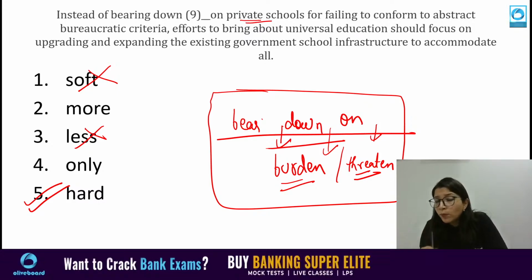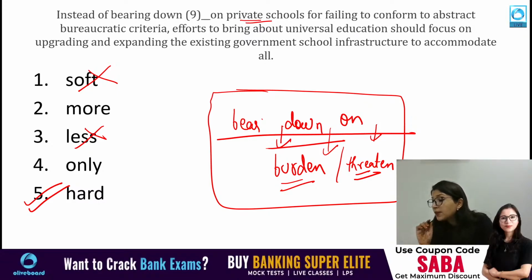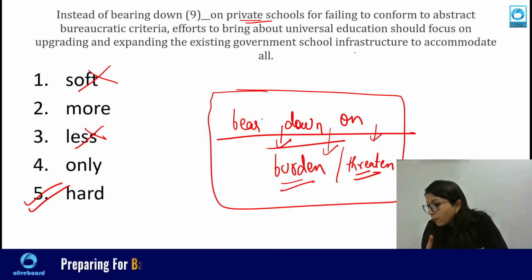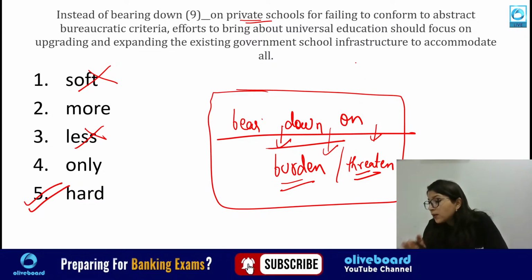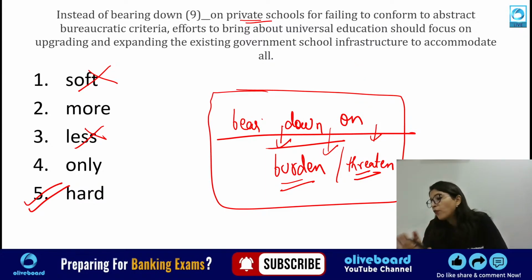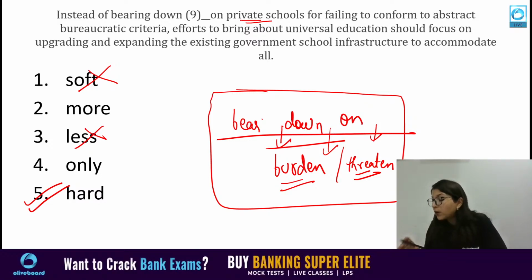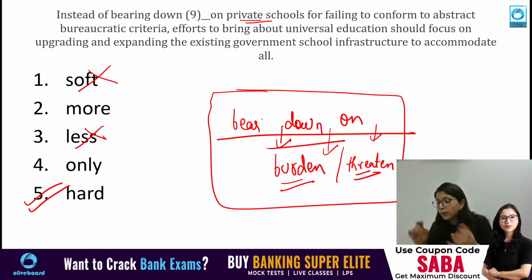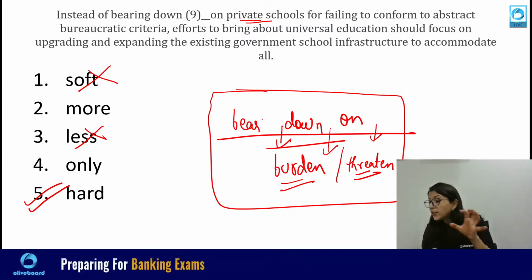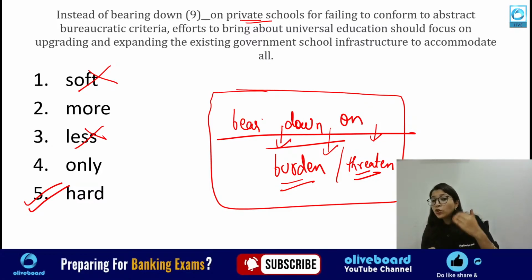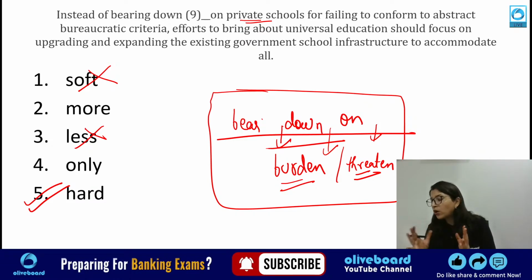Instead of bearing down only on private schools is not giving the sense. Because here the point is, like the earlier sentence, if you remember, we were talking about legislators, they endorse closure of maximum private schools because they fail to meet the criteria. Now here we are saying that instead of burdening them hard, meaning that they should follow each and every rule, every guideline, instead of pressurizing them, we should focus on upgrading government schools also.